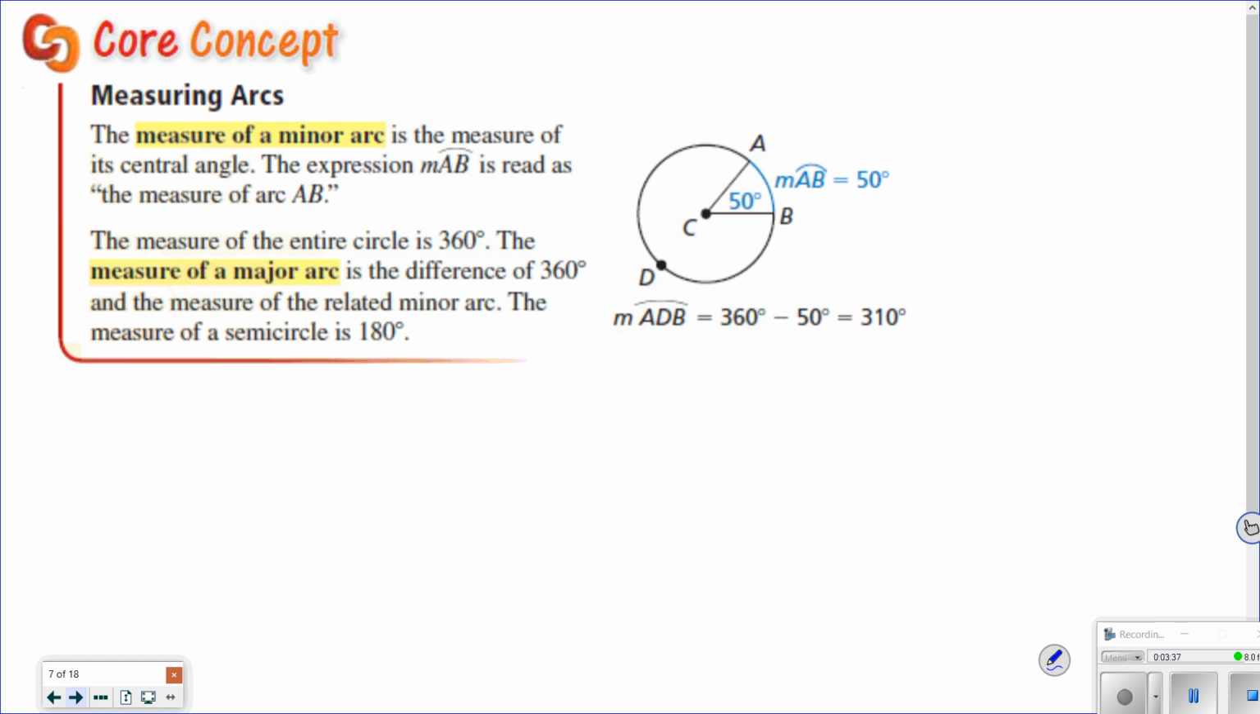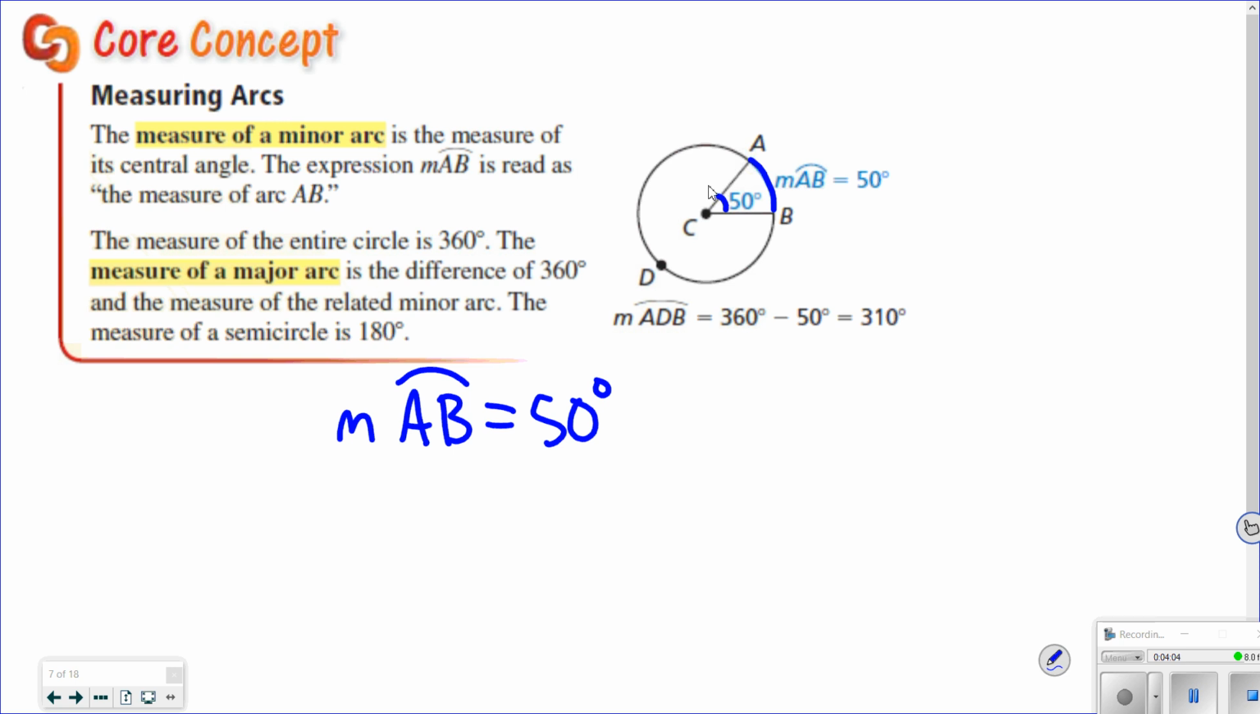Okay, so this is talking about the measure of an arc. The measure of a minor arc is the measure of its central angle. So what it's saying is this central angle is 50 degrees. That means we say that arc is 50 degrees. And you see that notation there. We would say the measure of arc AB is equal to whatever that angle is. So the arc has the same measure as the central angle.